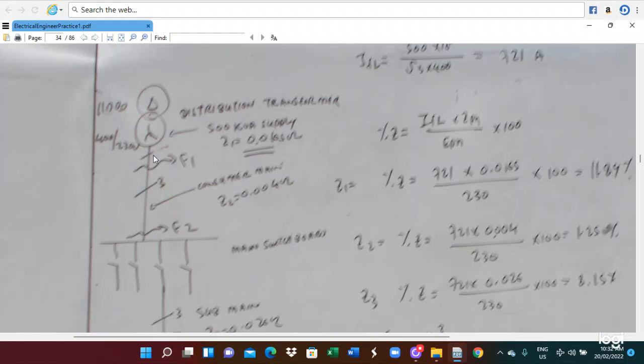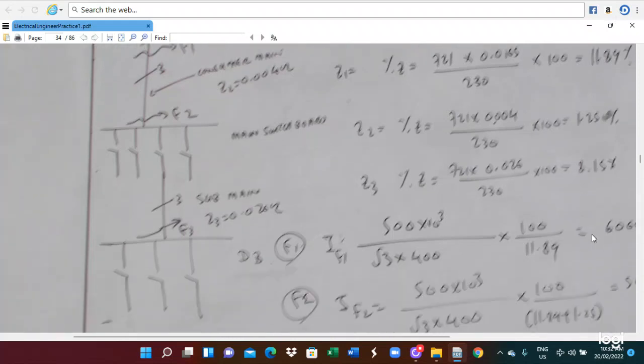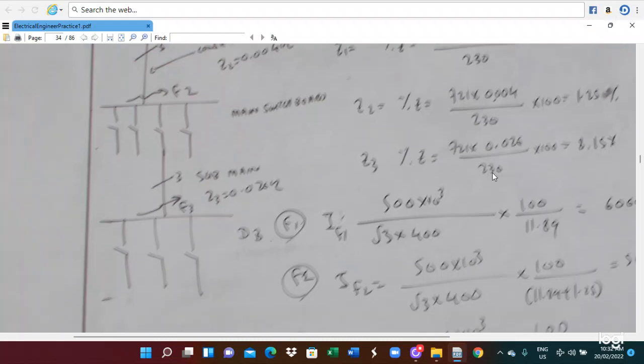Similarly, this percentage impedance is also calculated. So this line current is 721, this impedance is 0.004, divided by 230, the phase voltage, and times 100. Also, this percentage impedance has to be calculated. In this case, the line current is the phase current 721, and here it is 0.036 times 721 times 100. So you get it calculated. So this is the way we calculate the percentage impedance.